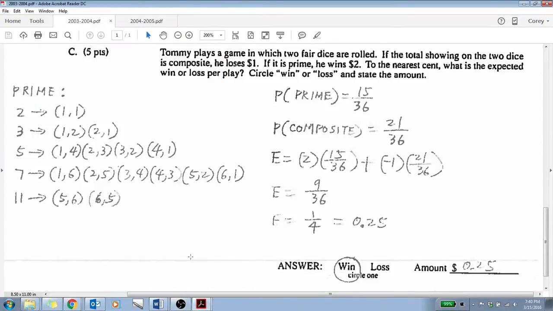Tommy plays a game in which two fair dice are rolled. If the total showing on the two dice is composite, he loses $1. If it is prime, he wins $2. To the nearest cent, what is the expected win or loss per play? Circle win or loss and state the amount.